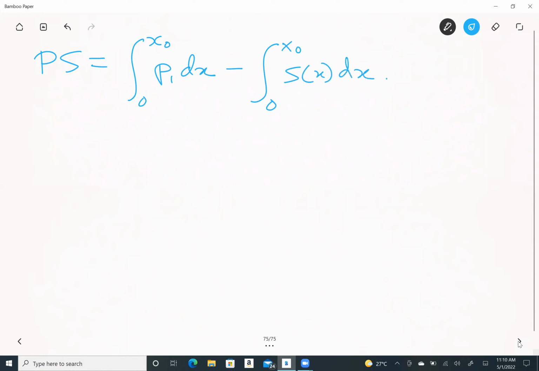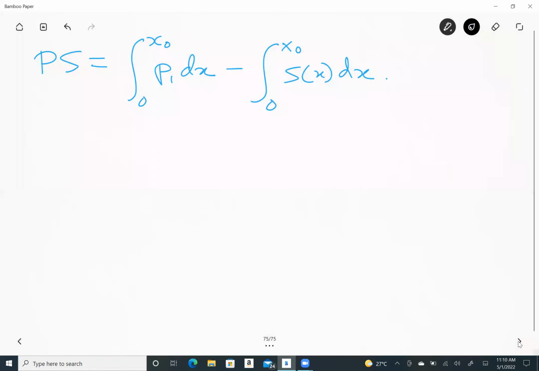So producer supplies, I just go by the integral first, is the area from 0 to x0 of P1 dx, right? This, the area under the market price. But you have to take away the integral from 0 to x0 of the supply. That is our producer supplies.